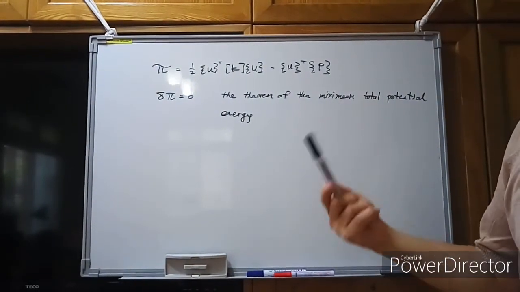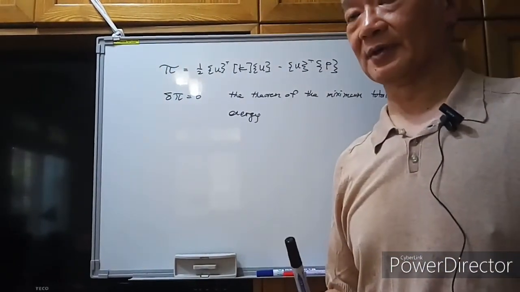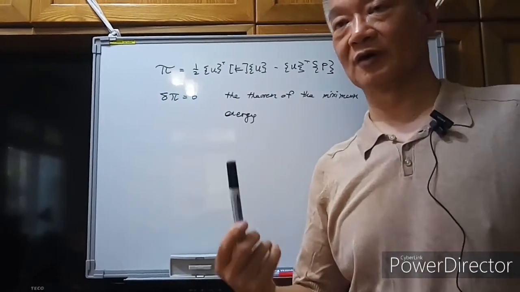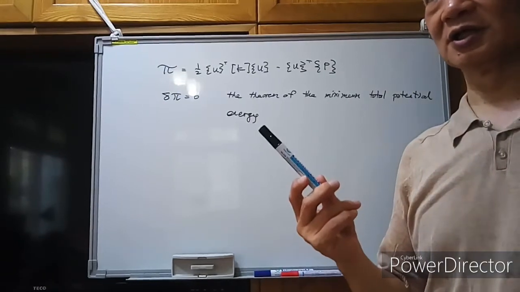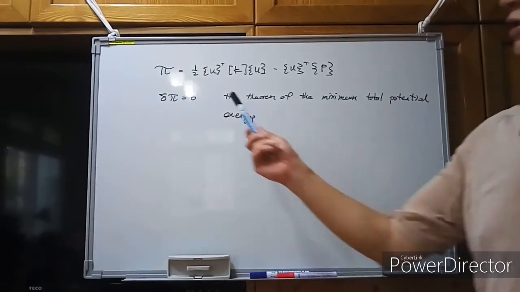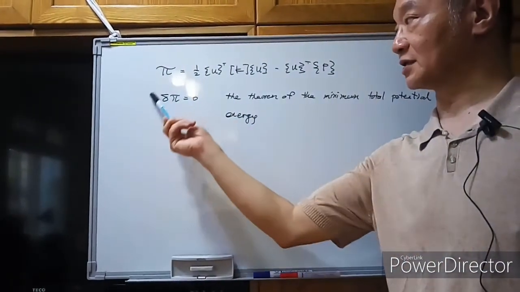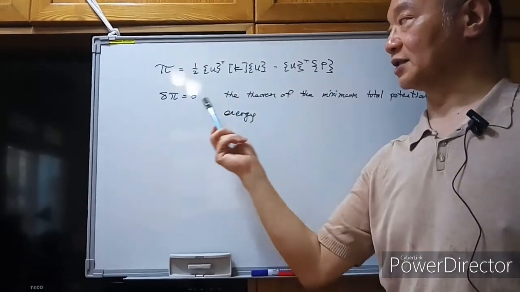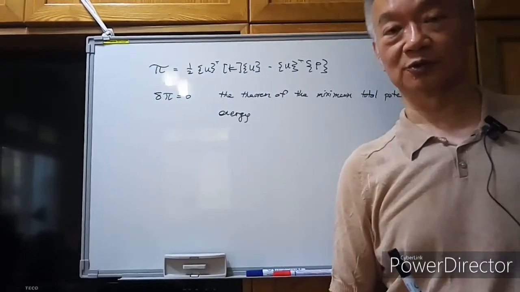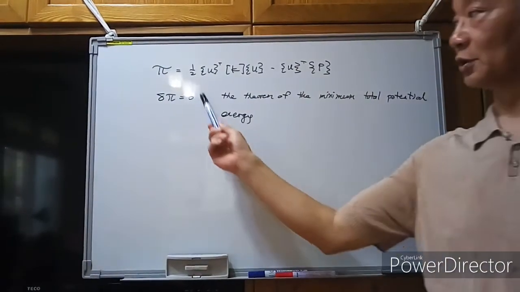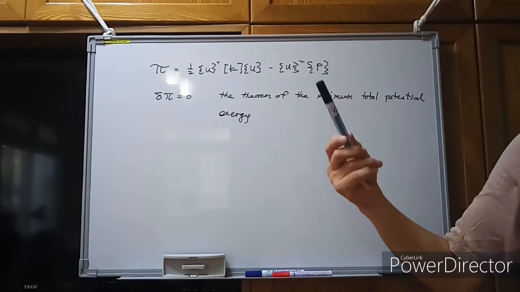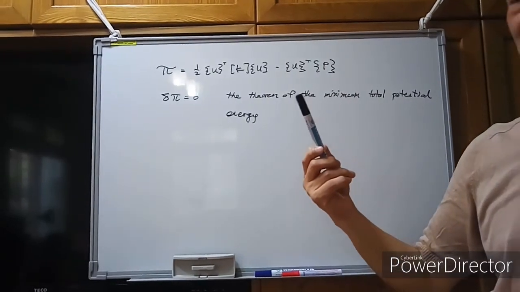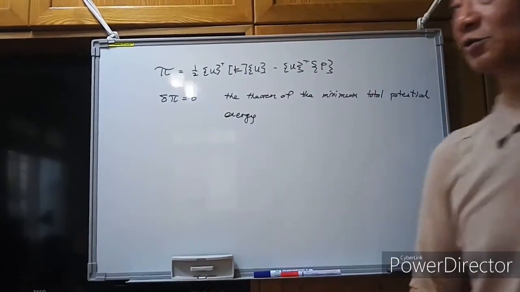And the third set of basic theorems we need to follow when we do structural analysis is the equilibrium equations. The equilibrium equations can be replaced by the theorem of the minimum total potential energy. So when we calculate delta pi equal to 0, actually we are considering the equilibrium equations. And how do we calculate delta pi?